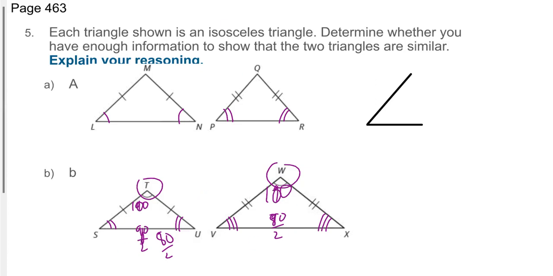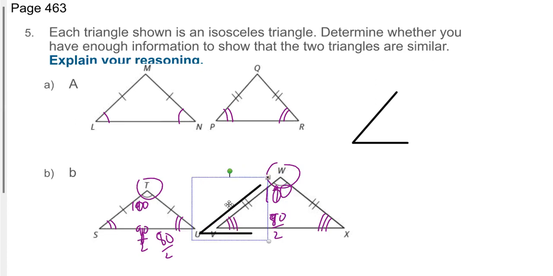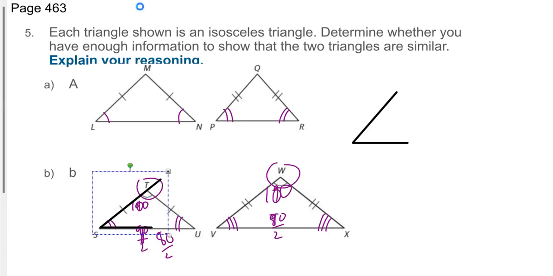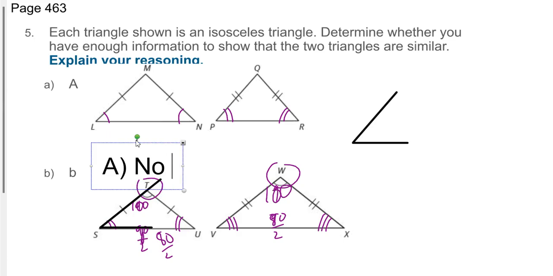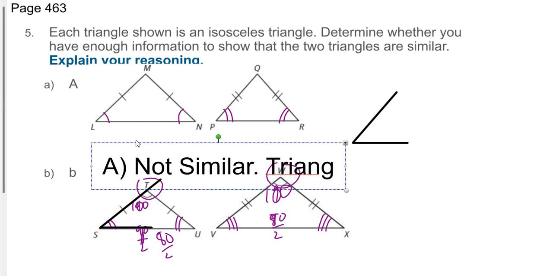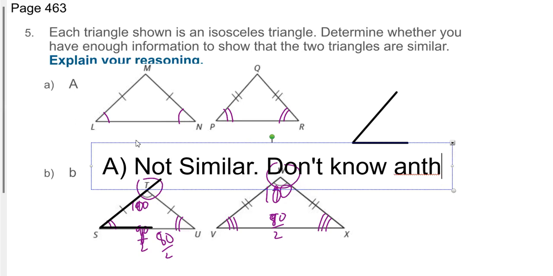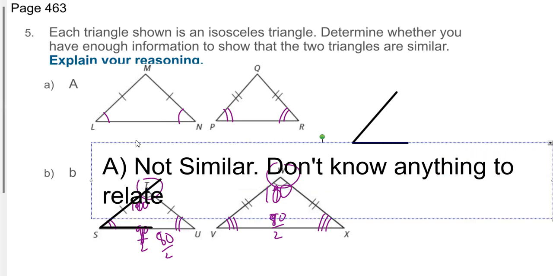And if I look at and make a triangle, I wonder if this one's the same angle. No, not the same. So I'll make another angle just to show that these angles are, in fact, congruent. Look at that. Okay, so A is a no. They're not similar triangles. We don't know anything to relate triangle A to B.